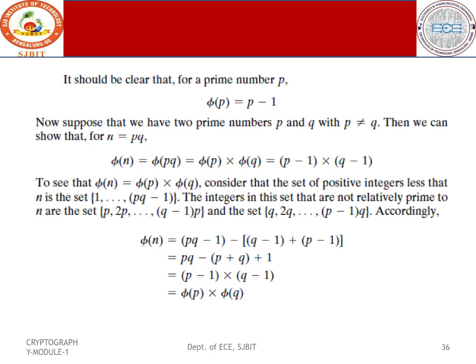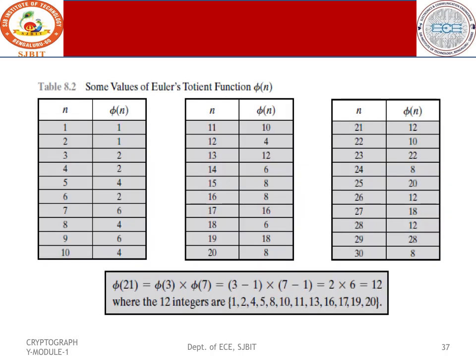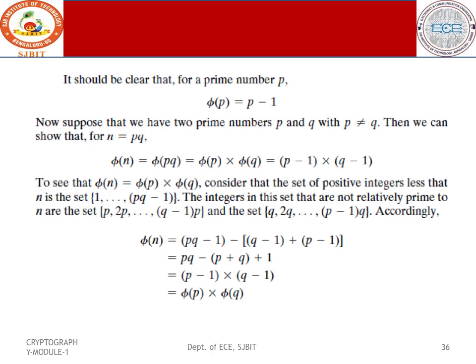Now suppose that we have two prime numbers p and q with p not equal to q. Then we can show that for n equal to pq, φ(n) can be written as φ(pq), which is equal to φ(p) times φ(q), which is equal to (p minus 1) times (q minus 1).